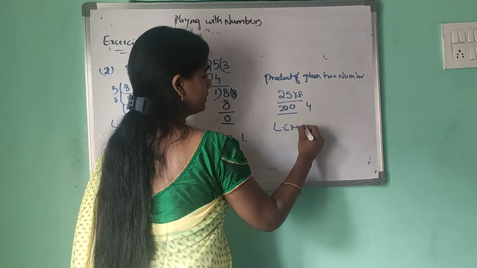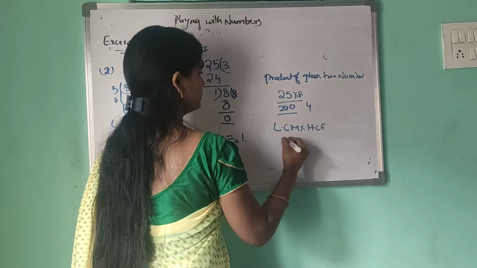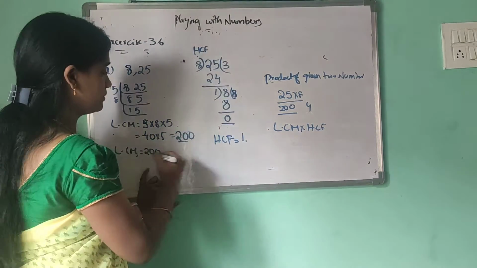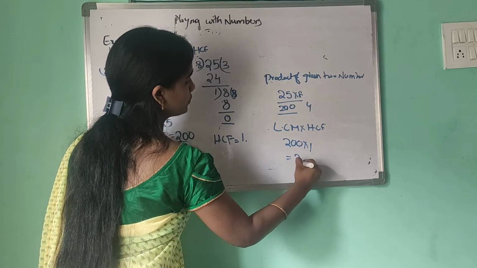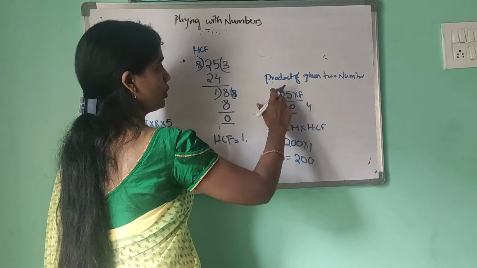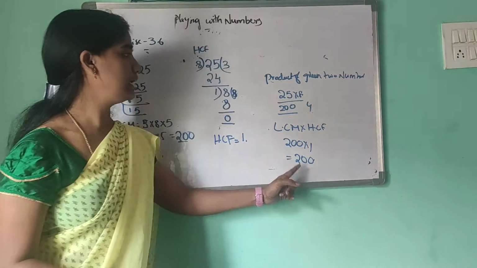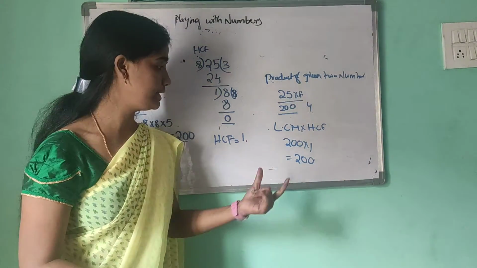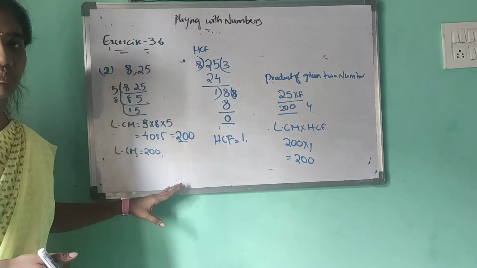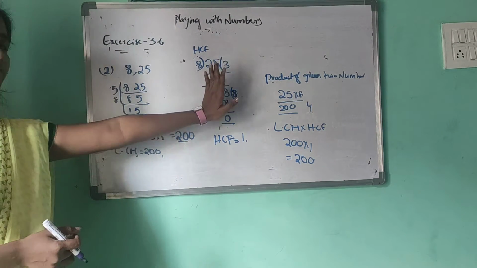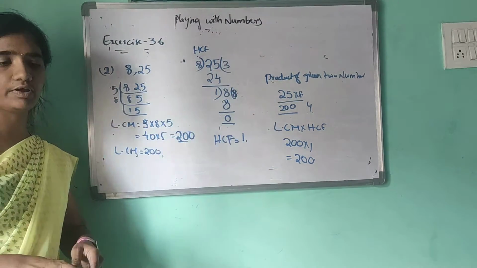LCM into HCF is equal to what? The LCM is 200. HCF is equal to 1. So 200. So the product of the two numbers is equal to LCM into HCF. So in this way, we find the LCM and HCF and also the relation.